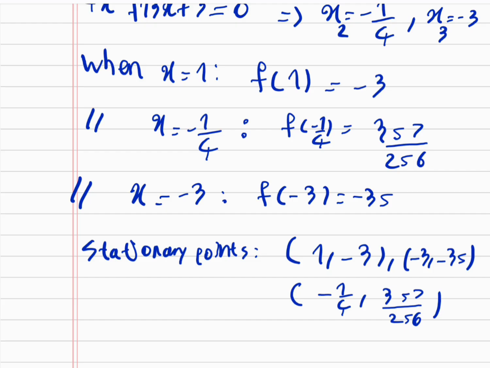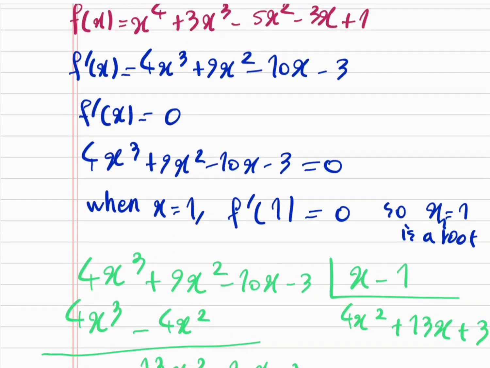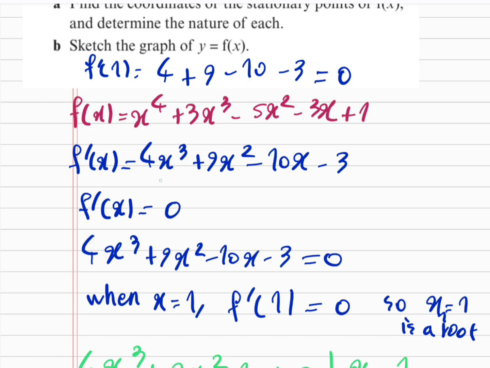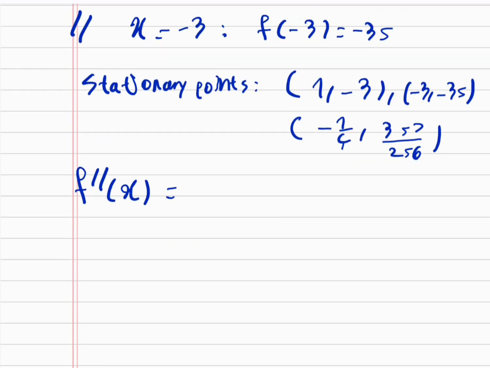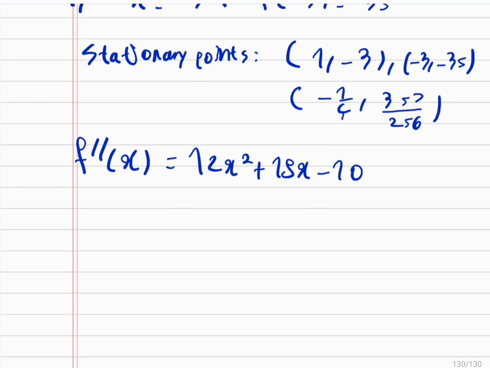Okay, now that we have the stationary points, then we need to determine the nature of each of these. So we find the second derivative. So the second derivative is equal to, this is the first derivative, so that's equal to 12x squared plus 18x minus 10. So we get 12x squared plus 18x minus 10. And all we need to do is just substitute each of the x coordinates of the stationary points into f double dash x, and then we can determine the nature.